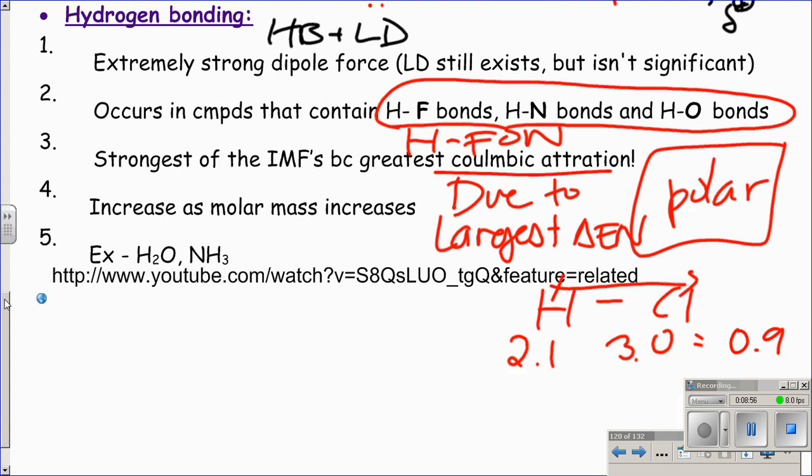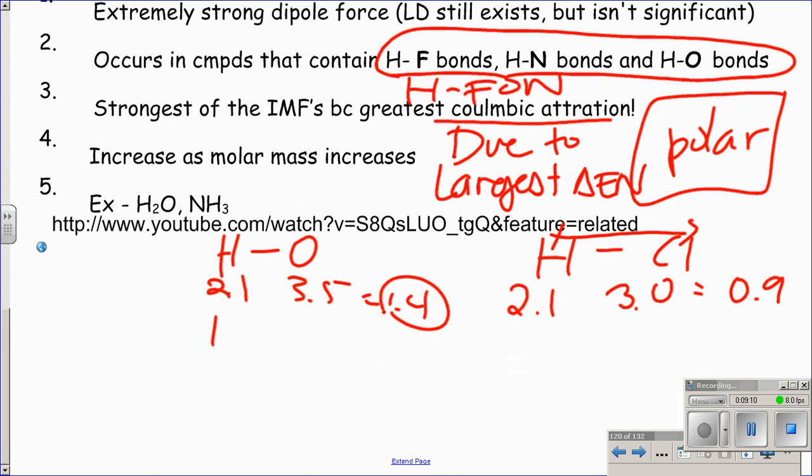Nothing crazy though. How about H and O? 2.1 and 3.5. Okay, that's a larger difference. This is what, 1.4? Okay, same thing for HF. HF would have 2.1 and 4.0. So this is 1.9. And HN, what's that difference?